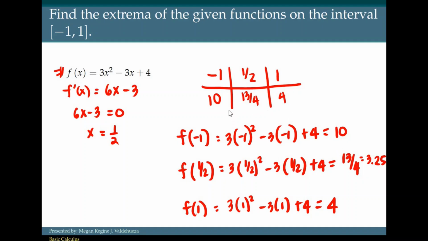So clearly, the maximum value of the function occurs when x is equal to -1, and that is equal to 10. This is the maximum value. And the minimum value of the function f occurs when x is equal to 1/2, and that is equal to 13/4, or 3.25. So we have the maximum value and the minimum value.